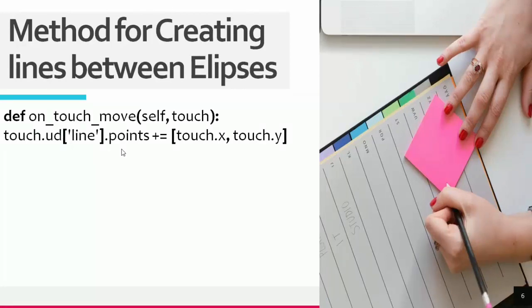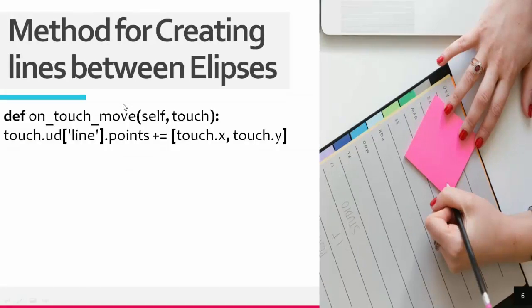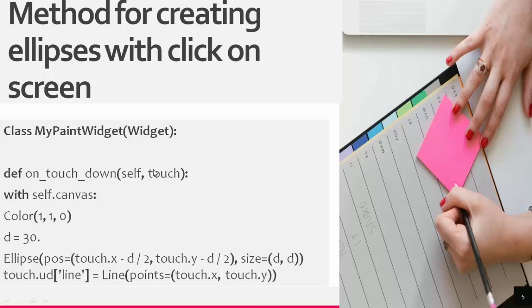Now let's look at the method for creating lines between those ellipses, and we have already defined the line. For doing that, I'm again going to create a method called def, which is definition, and on_touch_move, which is my method name, and provide self and touch, as we also did for creating an ellipse with click on screen.